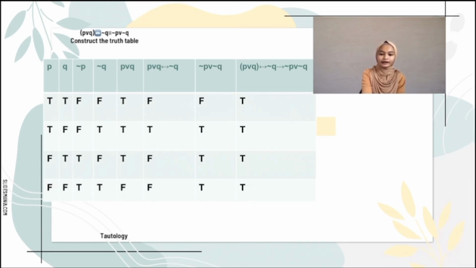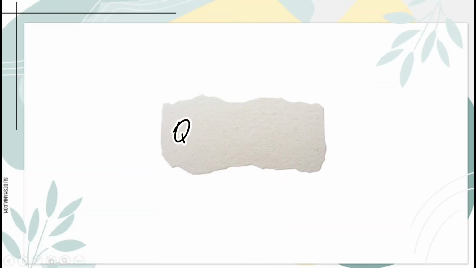Next, the negation of P disjunction negation of Q is false, true, true, true, and P disjunction Q conditional negation of Q implies negation of P disjunction negation of Q is true, true, true, true. The final answer is tautology.